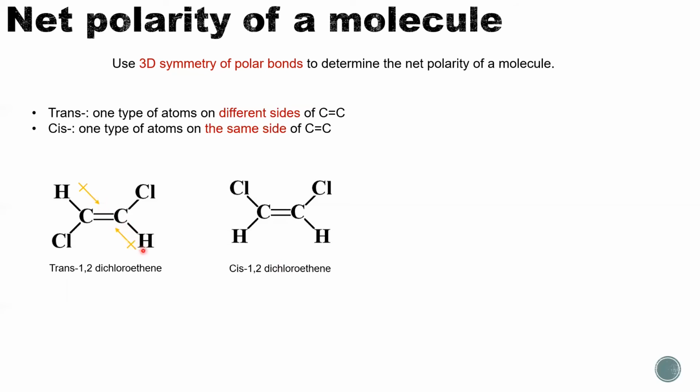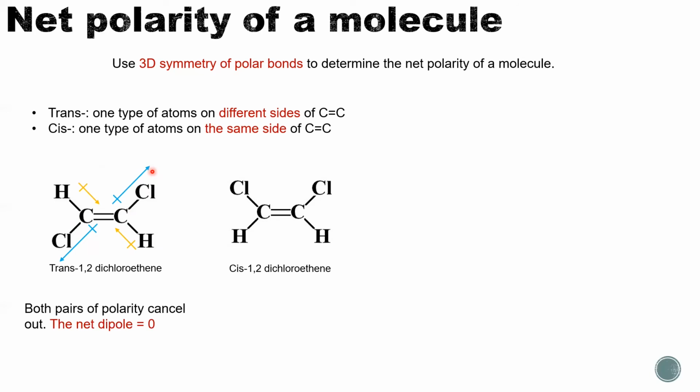These two polar arrows cancel out because it's the same bond and they are 180 degrees opposite to each other. And also for the CCl bond, chlorine is more electronegative, so we draw the polar arrow pointing from carbon to chlorine, and also draw the polar arrow for the other CCl bond. These two also cancel out perfectly. So the net polarity of this trans-1,2-dichloroethene is 0, because the pairs of polar arrows cancel out perfectly.